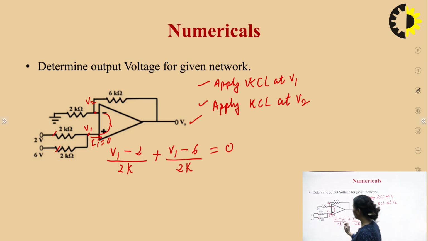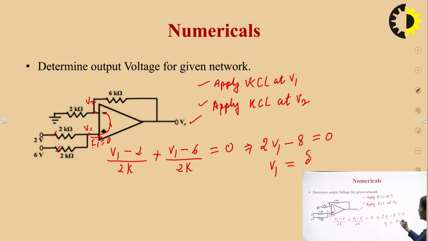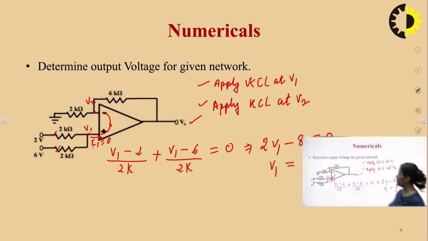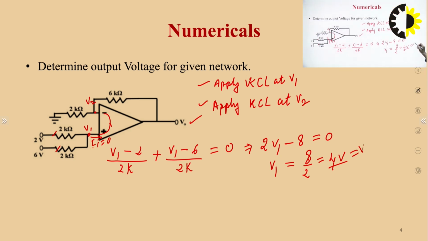So, (V1 minus 2) volts upon 2k plus (V1 minus 6) upon 2k is equal to 0. Solving this, you will get 2V1 minus 8 equal to 0. So you will get V1 equal to 8 upon 2, 4 volts. Okay. So the voltage V1 will be equal to 4 volts, this is V1.